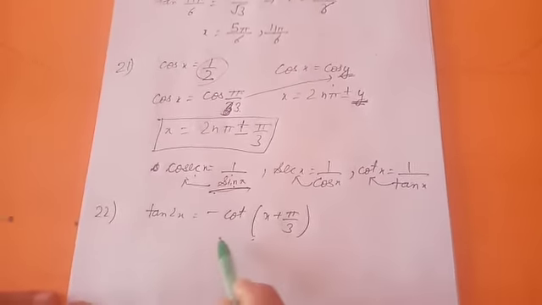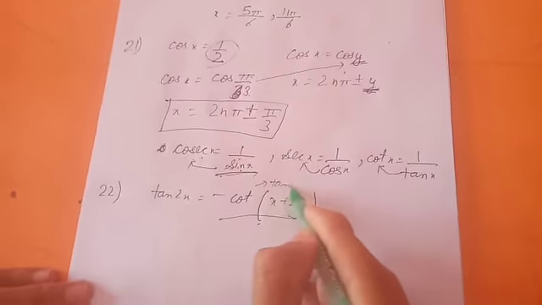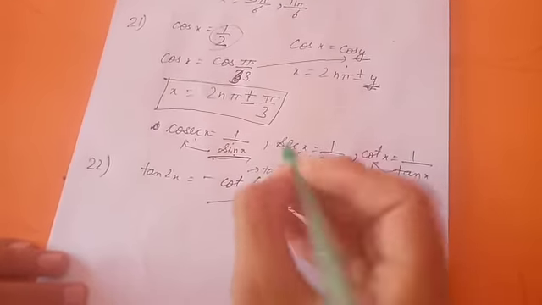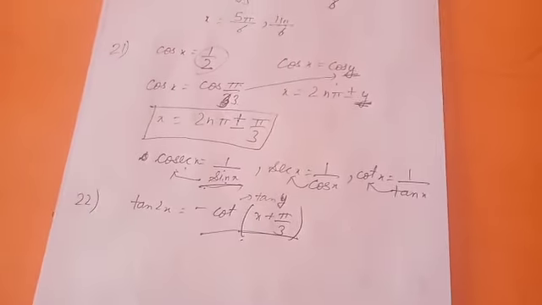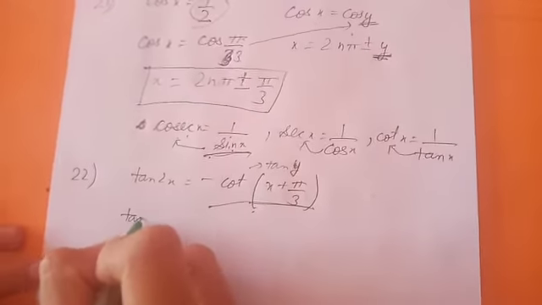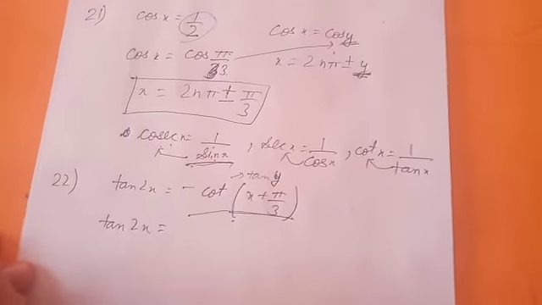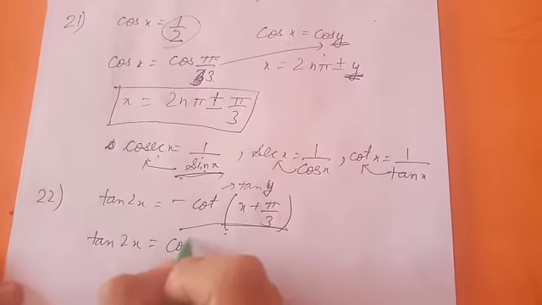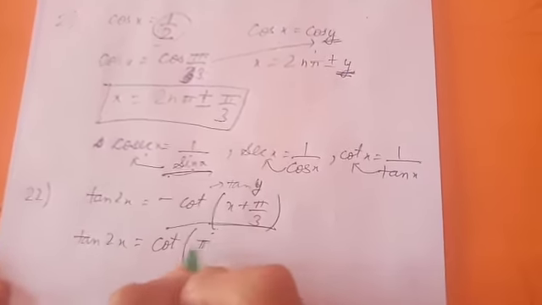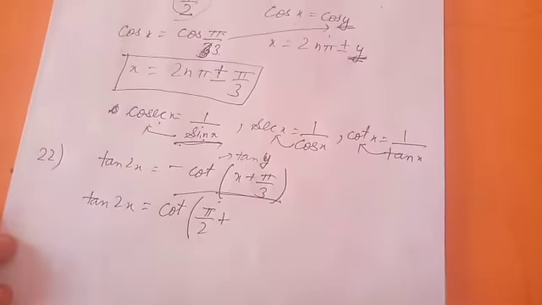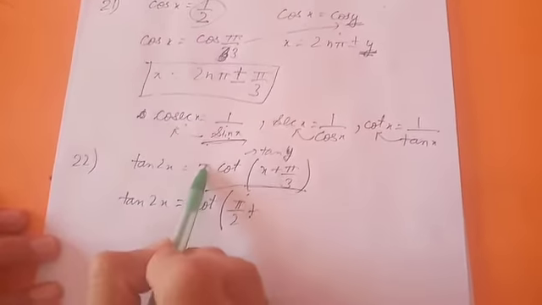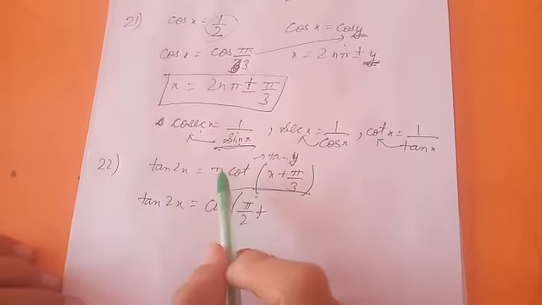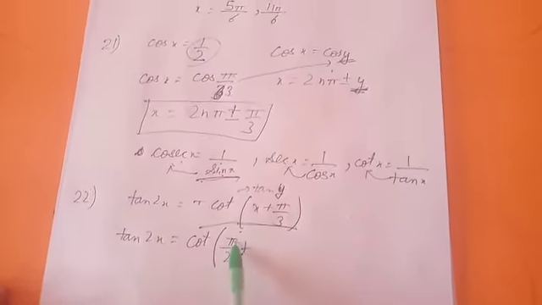So first of all, what can we do? We can convert this cot into tangent. So this is all our y, and we will convert it into tan y. So tan 2x remains as it is. It will be cot of pi/2 plus. Why are we using plus? Because here it is negative, and it is negative, so we will take pi/2 plus.